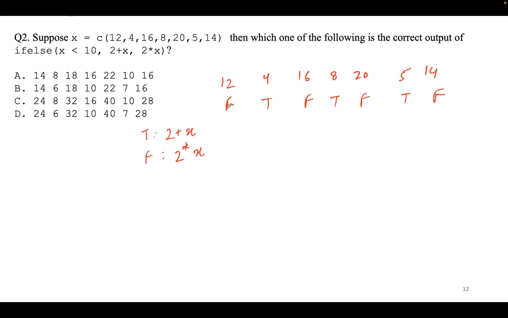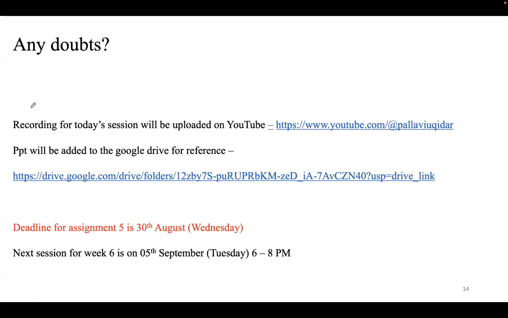That's very nice. So for this one, it's false. So I'm going to multiply it by 2. So 24. This is true. So I'm doing 4 plus 2, which is 6. For the one which is false, I'm going to multiply, 32. This is true. So I'm going to add 2. This is false. So I'm going to double it. This is true. So I'm going to add. And this is false. So I'm going to double it. So I got 24, 6, 32, 10, 40, 7, 28. So yes, that is the right answer. Okay, that's it for the session.